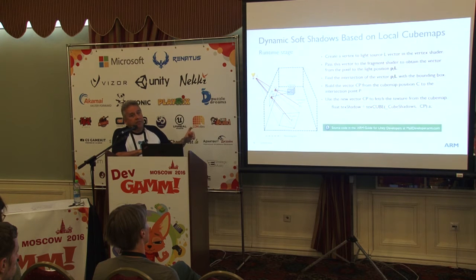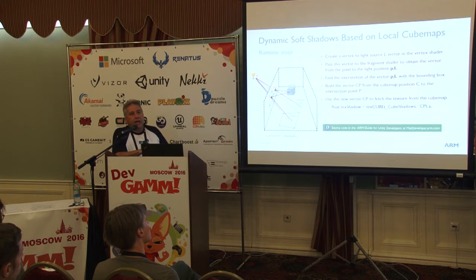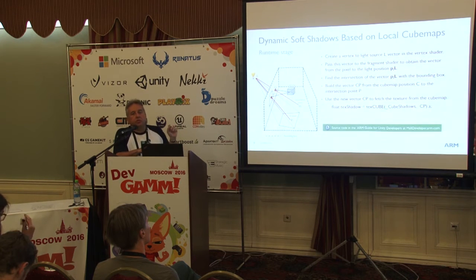As I explained before, we will use that vector to fetch the texture from the cube map, but we can't use that vector directly. We need to apply the local correction to that vector. We need to find the bounding box of the scene, and find the intersection point of the fragment to light vector with that bounding box. And then we need to build a new vector from the position where the cube map was generated to this intersection point. And that is the vector we need to use to fetch the texture from the cube map.